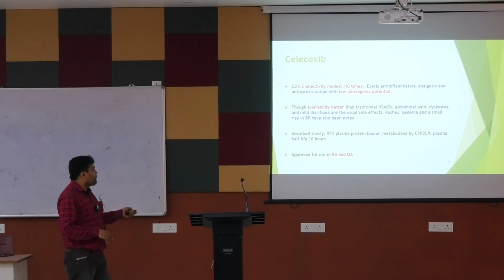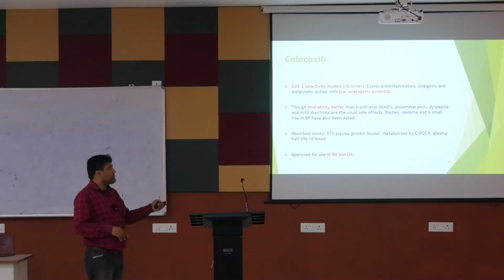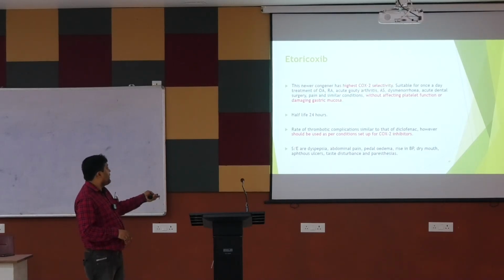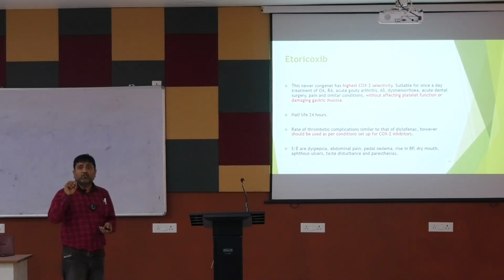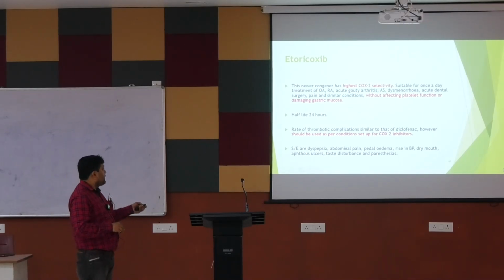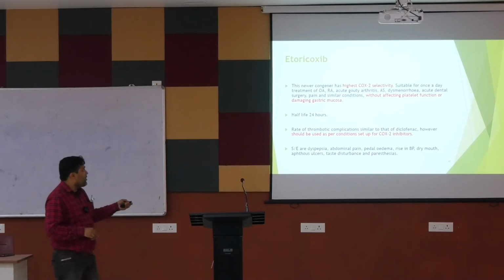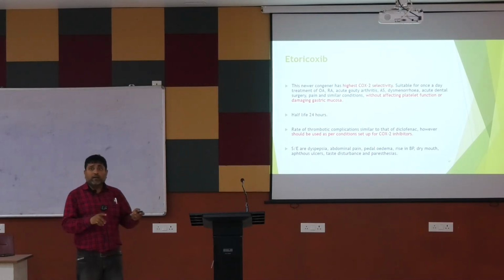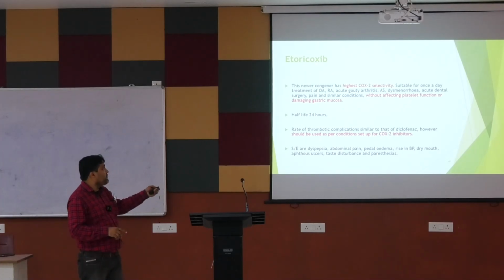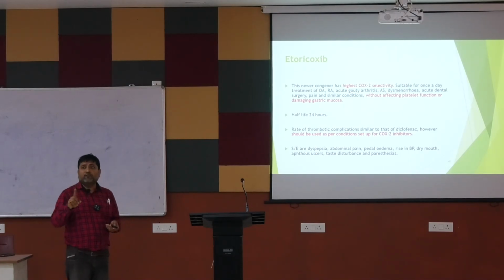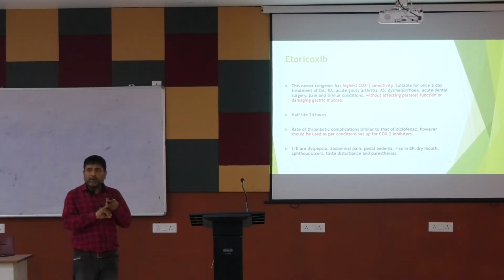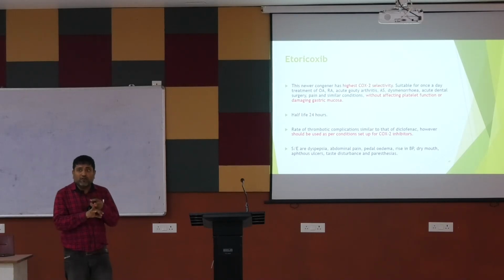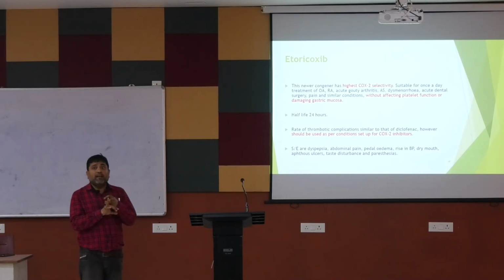Tolerability is better. They are approved for use in rheumatoid arthritis and osteoarthritis. Etoricoxib, they have got highest COX-2 selectivity. Basically they do not affect the platelet function or damage the gastric mucosa. Although the drug still is not associated with increased cardiovascular event, they should be used as per the conditions set up for COX-2 inhibitors. That means for shortest period and in those patients at high risk of peptic ulcer disease and they are not having any cardiovascular disease.